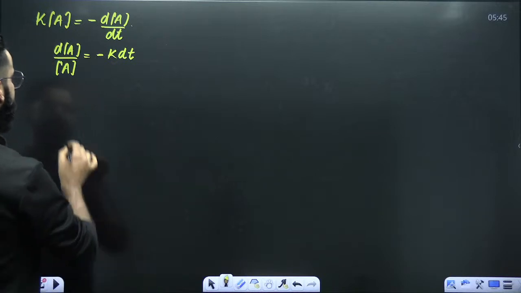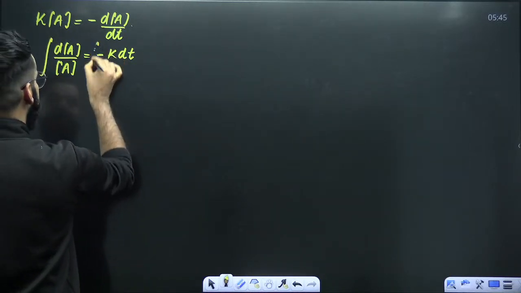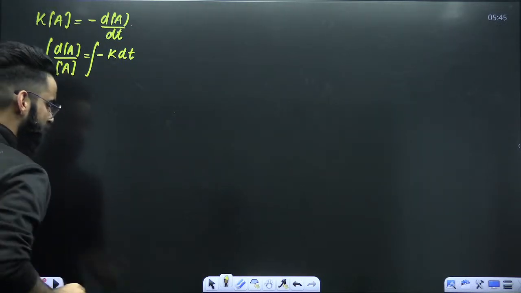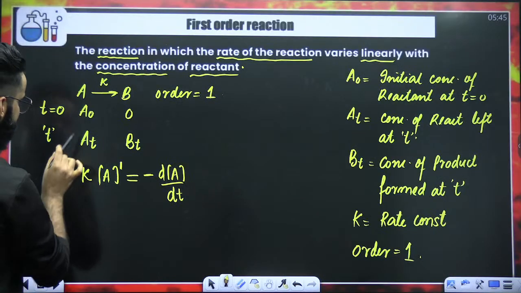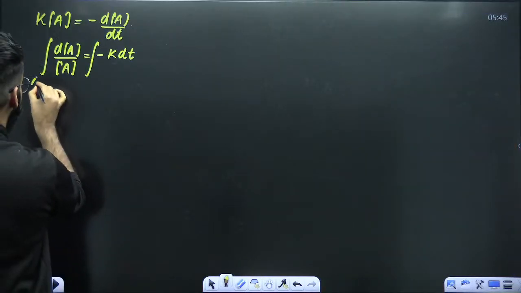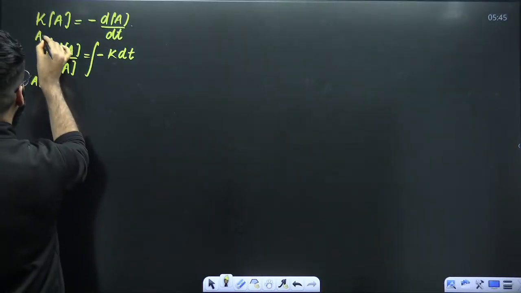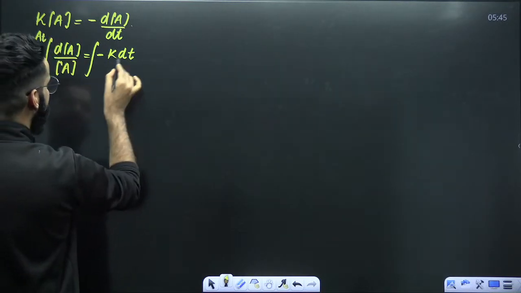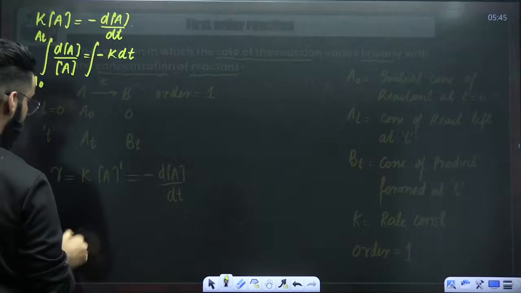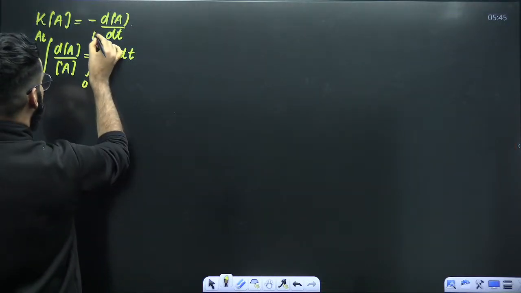Now what exactly am I going to do? I have to get the integrated rate equation. My dear students, I'll be integrating on both sides. Over here, I'm integrating with respect to the concentration of A, and the concentration of A is changing from A0 to At. And right here, I'm integrating with respect to time, from 0 to t. So the limits are going to be from 0 to t.